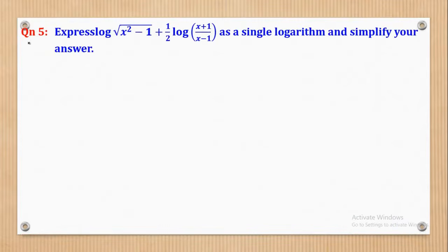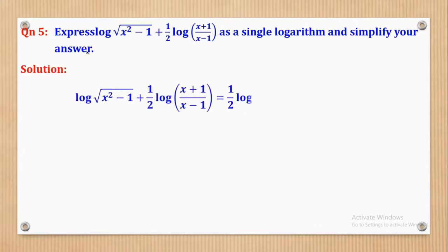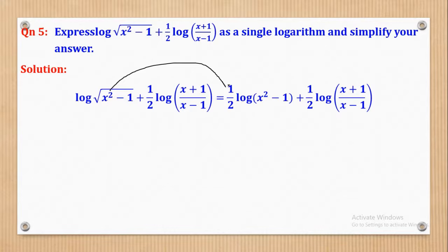So now we shall go to question 5, which says that express this as a single logarithm and simplify your answer. So this is what we are given, and we have to simplify. Now this square root is the same as the power half, therefore that power half can go this side to become a half. Log base 10, so when there's no base written, it is base 10, of x squared minus 1.